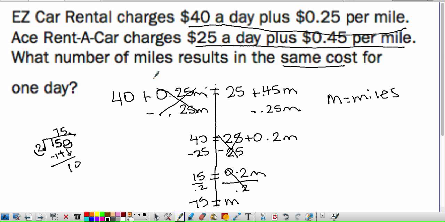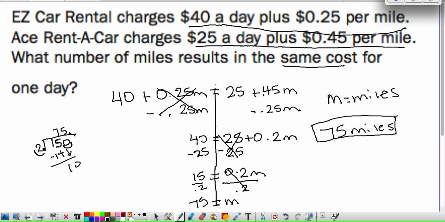And so they want to know what number of miles results in the same cost. Well, it would be 75 miles. So if you drove either one of these cars 75 miles, then it would be the same cost. And so that is our lesson on solving equations with variables on both sides.